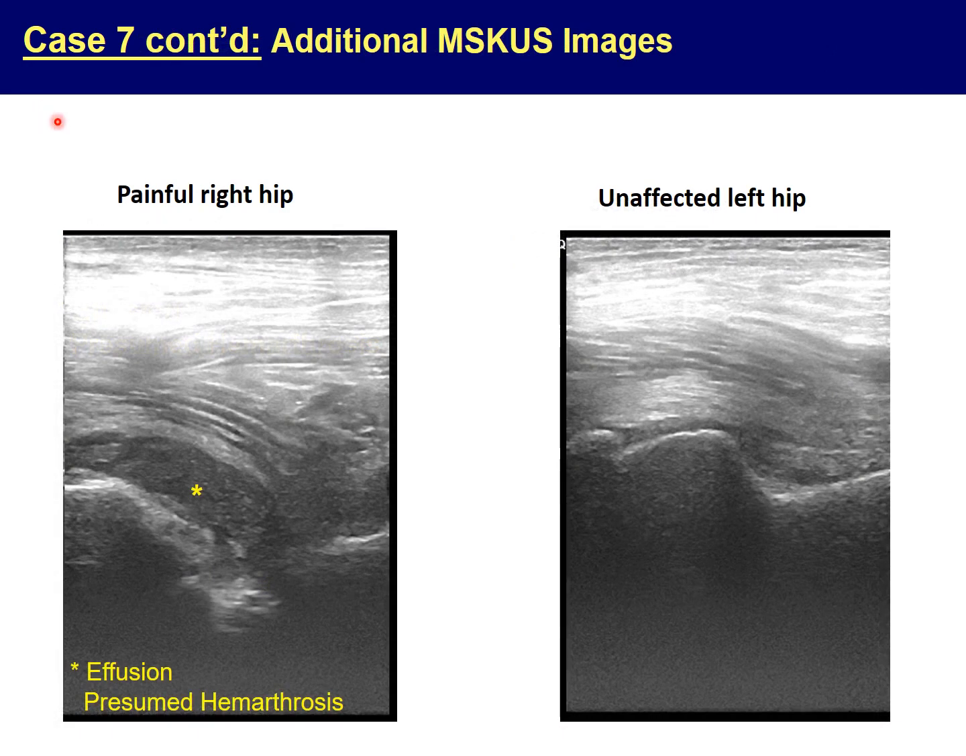Additional ultrasound images sliding more towards the greater trochanter show again the large effusion in the painful right hip compared to the unaffected left hip, acetabulum, femur, and femoral shaft.